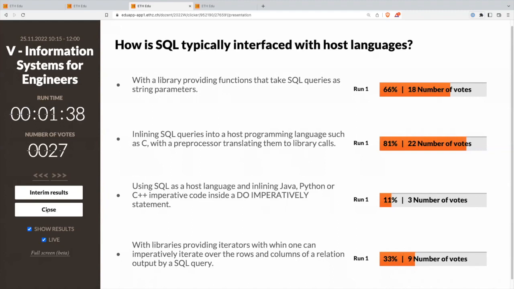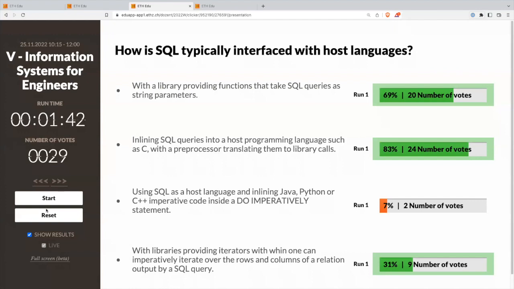And the majority turns out to be actually correct in the sense that all these answers are correct answers. The only thing that doesn't exist and I completely made up is these do imperatively statements that you inline Java, Python, or C++ in SQL. That doesn't really exist. There are extensions of SQL that extend it with imperative features. One of them is PL/SQL. And there is, I'm not going to name it, but there's a banking software company in Zurich that actually uses a lot of this PL/SQL. And the others are true as well, right?